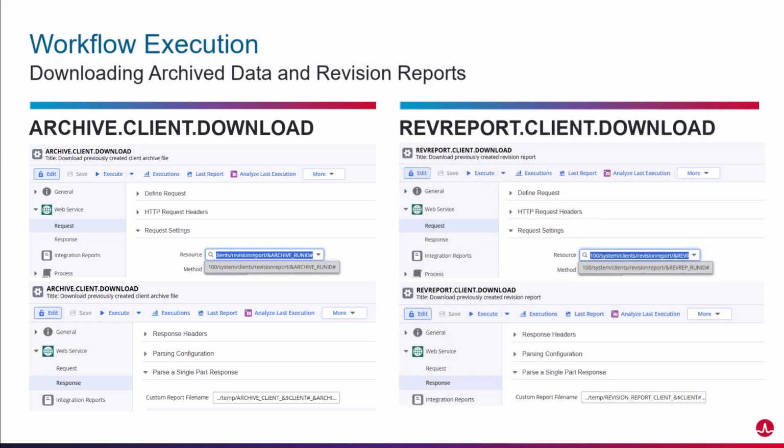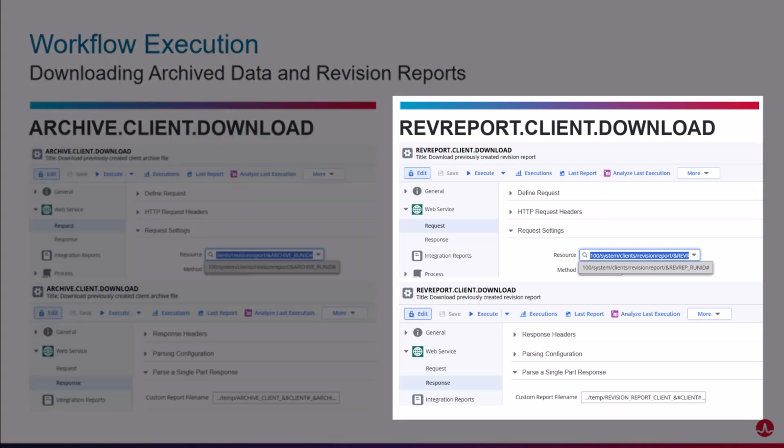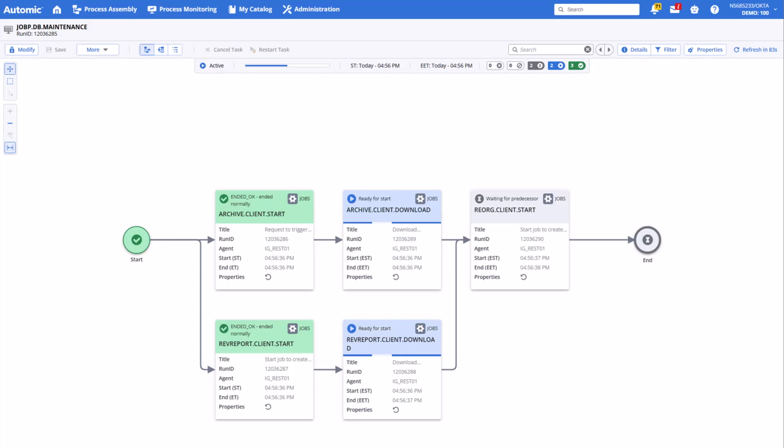Following the exact same waiting logic as the top branch, the REVReport client download job waits for its predecessor to finish. Once the report is generated, it triggers a GET request to the Revision Report endpoint using the Revision Report Run ID. This pulls down the custom-named report zip file, saving it alongside the archive in the temp folder of the machine where the agent runs. In the process monitoring, we see both download jobs are executed.